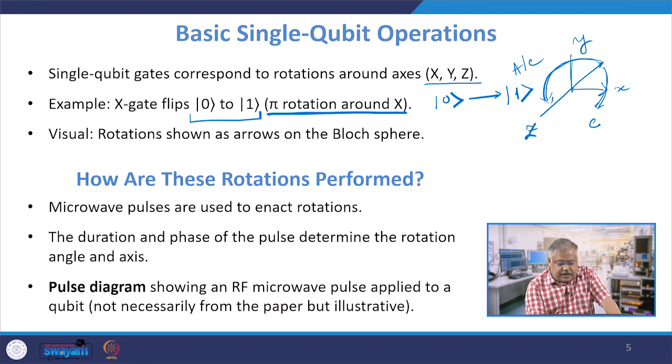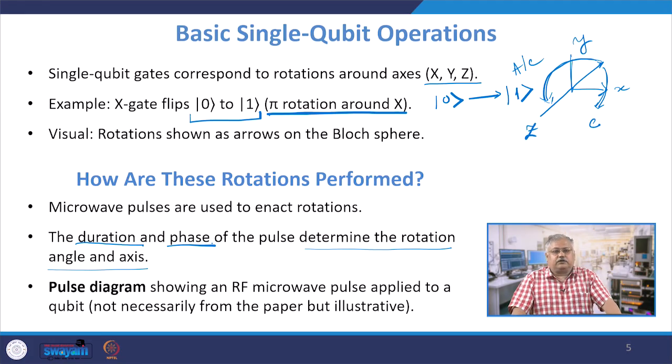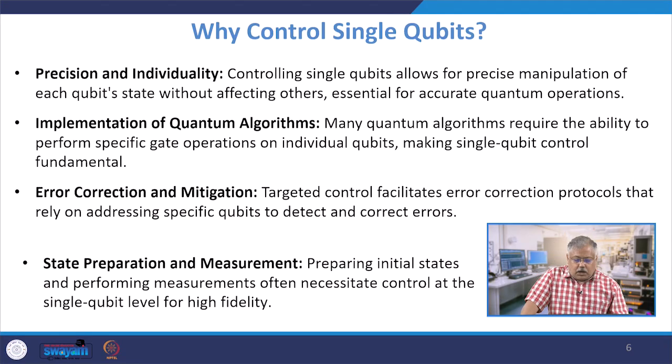Now, the duration and the phase of the pulse determine the rotation angle and the axis. So, how much time you are giving, for how many microseconds, and what is the phase of the pulse will determine the rotation. Now, in the phase diagram, if you want to have an RF microwave pulse, you can apply it to a qubit. Now, why control single qubits, right?